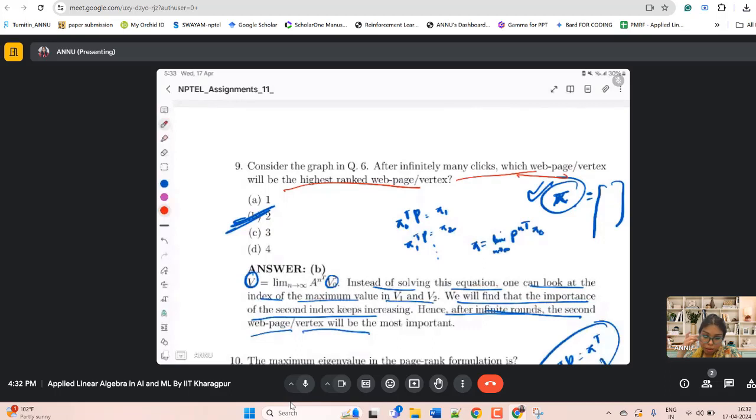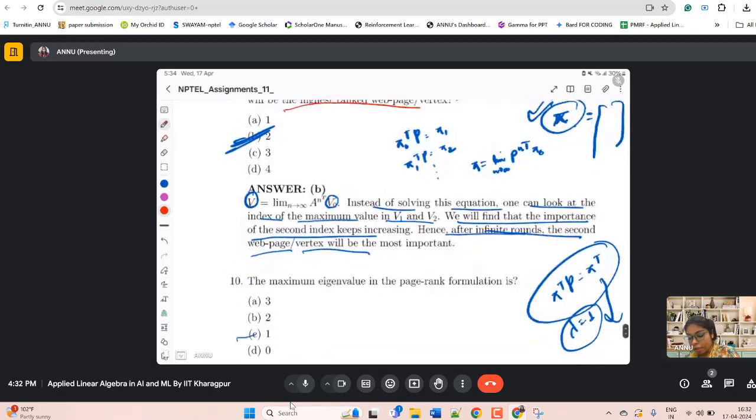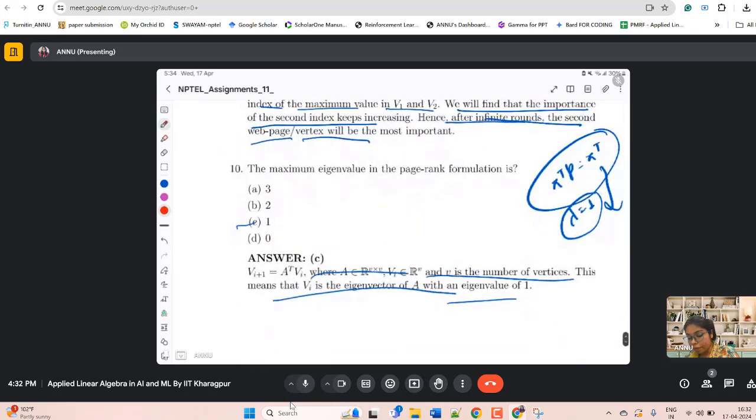Or else you can take the limit as n tends to infinity of A power n transpose into v0, where instead of solving this equation, one can look at the index of the maximum value in v1 and v2. Because with every iteration, the maximum value in v1, v2 is at the same index. We find the importance of the second index keeps increasing. So after infinitely many times, the second web page will be the most important. The maximum eigenvalue of the graph's transition matrix is always 1.